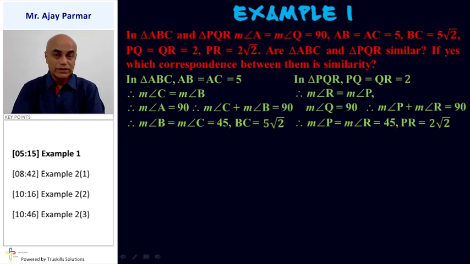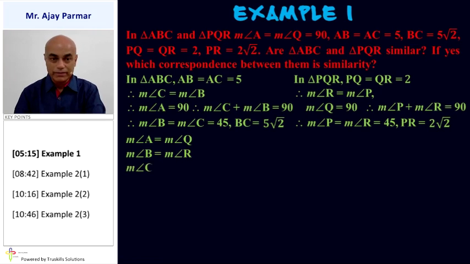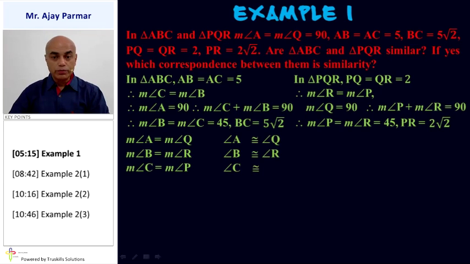Now, I want to find out whether the triangles are similar or not. First of all, discussing about the angles. Measure angle A is same as measure angle Q, that is 90, already given to us in the question. Measure angle B is same as measure angle R. Why? Each of them is 45. Measure angle C is same as measure angle P, that is also 45. That means angle A is congruent to angle Q, angle B congruent to angle R, and angle C congruent to angle P. That means all the three angles are congruent.